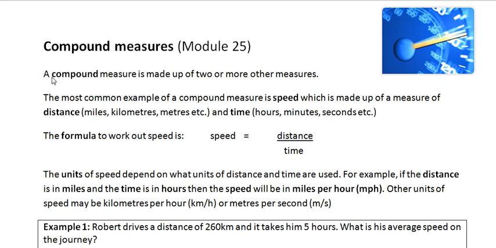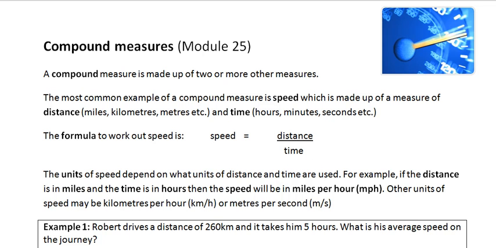It can be quite easy to remember, because if you think about speed, you'll think of miles per hour. So distance divided by time, miles divided by hours, miles per hour. The units of speed actually depend on what units of distance and time are used. If the distance is in miles and the time in hours, then yes, the speed will be in miles per hour. But other ones you might see used might be kilometers per hour or meters per second.